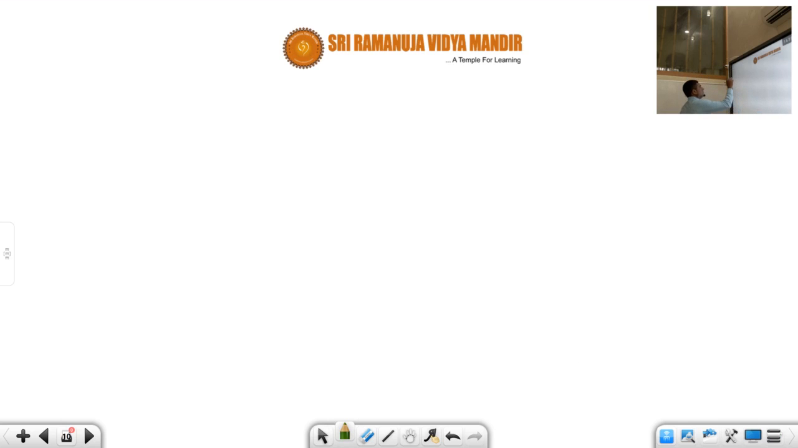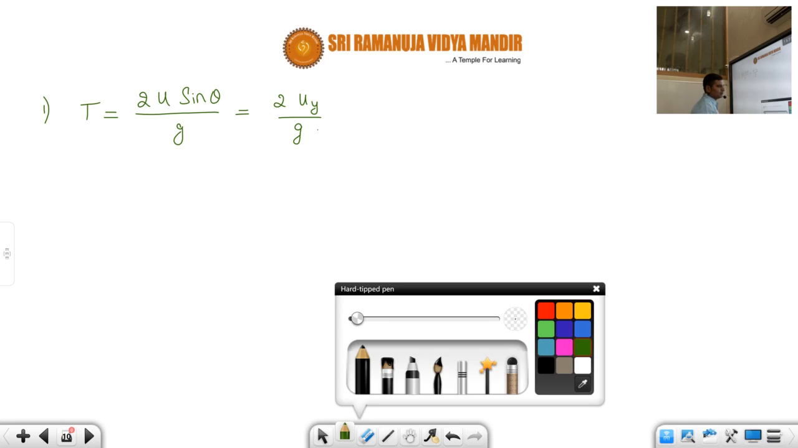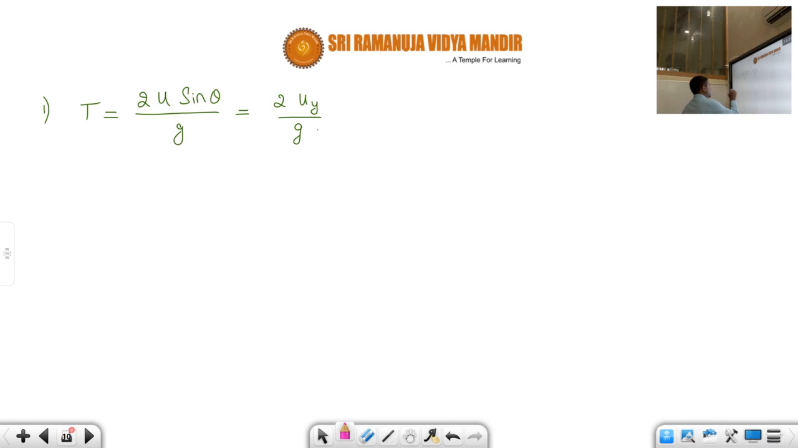Okay, students. So first formula: what is the time of flight? T is equal to 2u sine theta by g, or we can also write it as 2 times uy by g, where time of flight depends entirely on the y component of initial velocity. Second one, what is the maximum height? Maximum height is equal to u square sine square theta by 2g, or we can also write it as uy square by 2g.